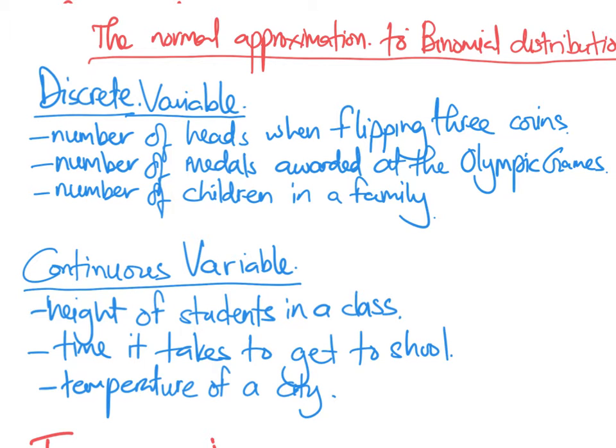We have done this in stage 3 as well. A fixed value, for instance, how many children are there in a family? How many siblings do you have? Maybe 3, 4, and so on. It's a fixed value. Number of medals awarded at Olympic Games, something that we can count: 3 golds, 2 silvers, and so on. Number of heads when flipping 3 coins, again the same thing: you can have 2 heads or 1 head, 2 tails.